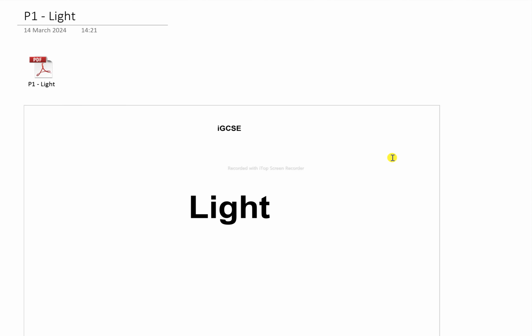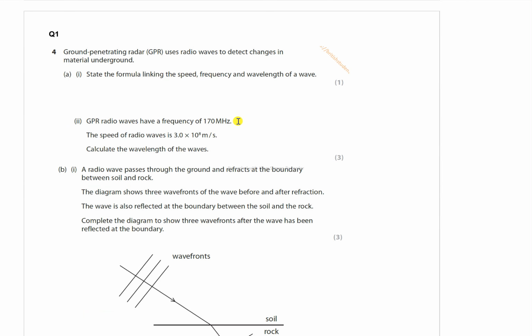Right, we're going to attempt this light question topic sheet. Light waves. Right, ground penetrating radar uses radio waves to detect changes. State the formula linking speed, frequency, wavelength.